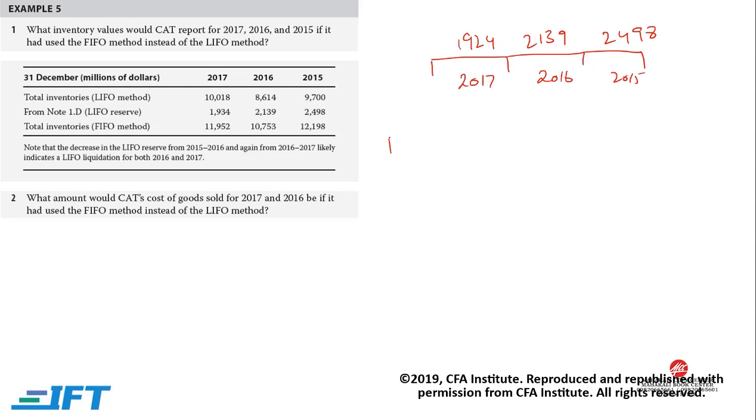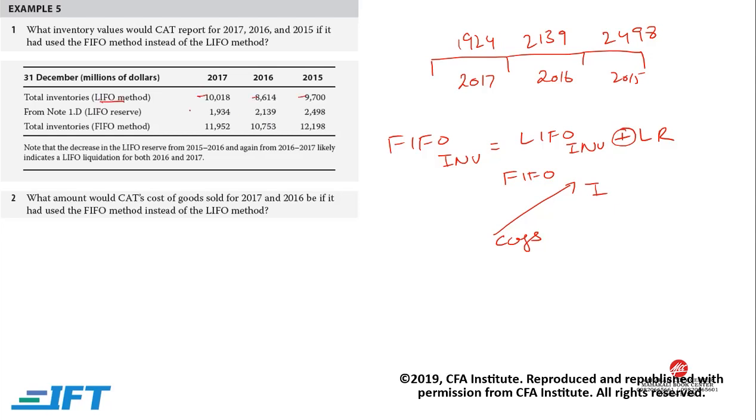Now FIFO inventory equals LIFO inventory plus LIFO reserve, and we need to understand this relationship. When prices are rising, first in, first out inventory is more than LIFO inventory. That is the reason why we are adding LIFO reserve. In LIFO, this is your inventory, and in order to find out FIFO inventory, we need to add LIFO reserve. Now there is a slight mistake. This is not 1934. This should be 1924.